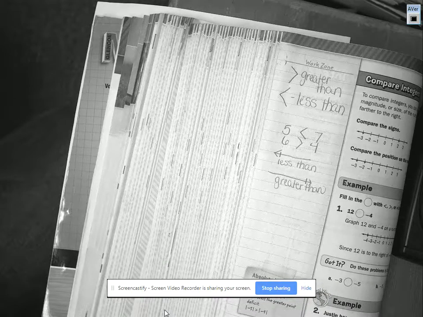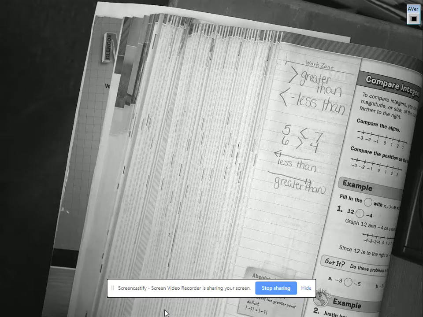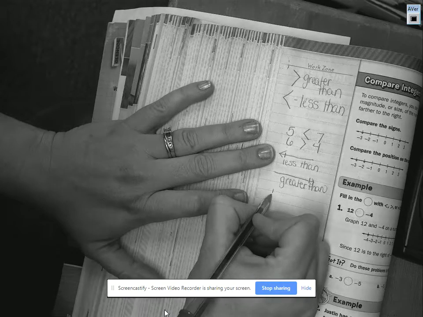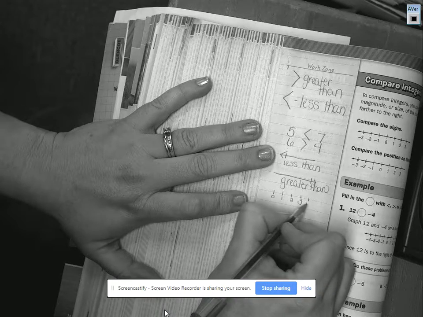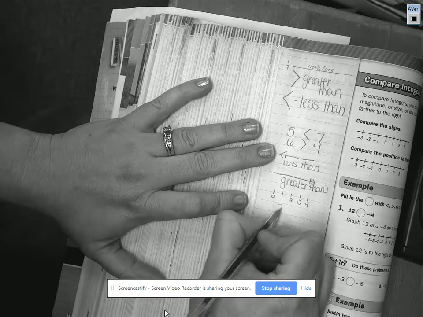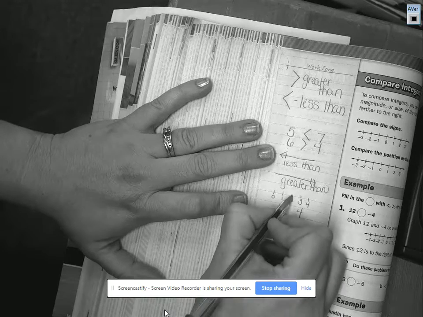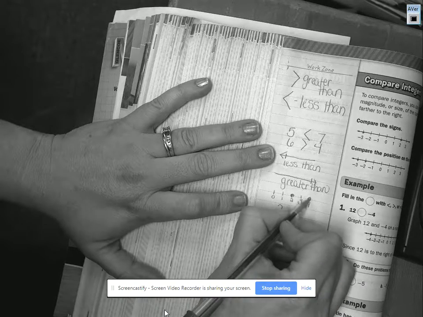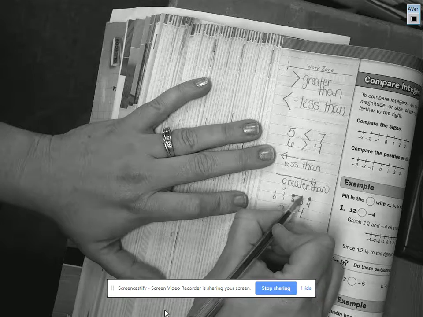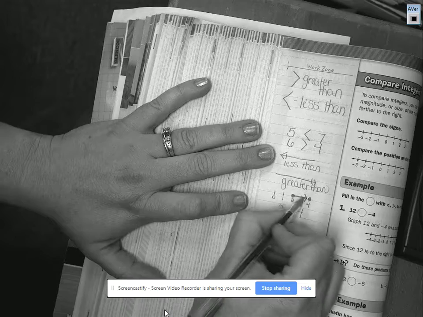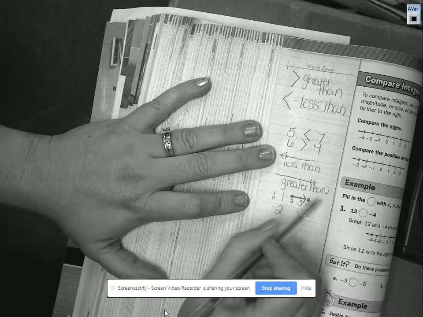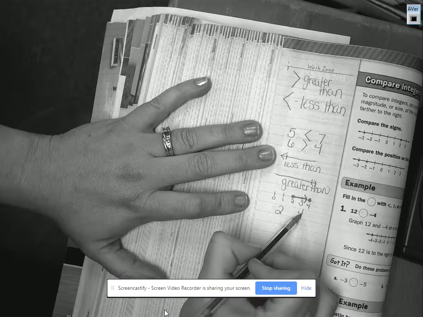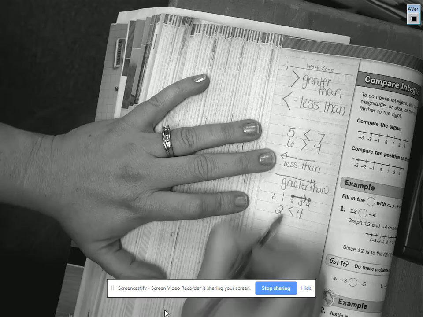Okay? So, again, let's look at two positive numbers. Let's say I have 0, 1, 2, 3, 4, and let's say I'm comparing 2 and 4. I start at 2 and I'm going to go to 4, right? So I start at 2 and I'm going this way to 4. So I know going this way, the arrow's going this way, and so that's going to be greater than. So the 4 is greater than the 2.